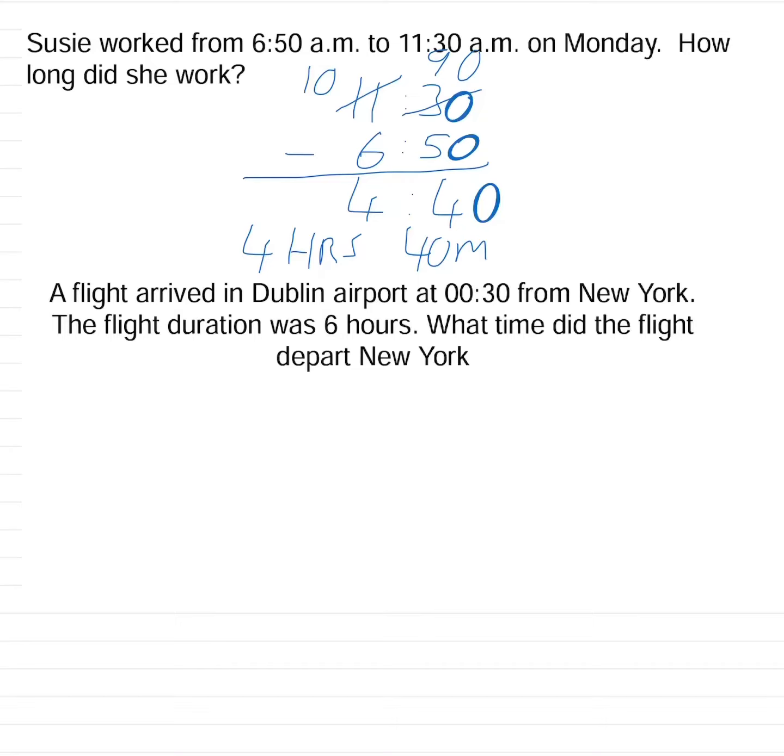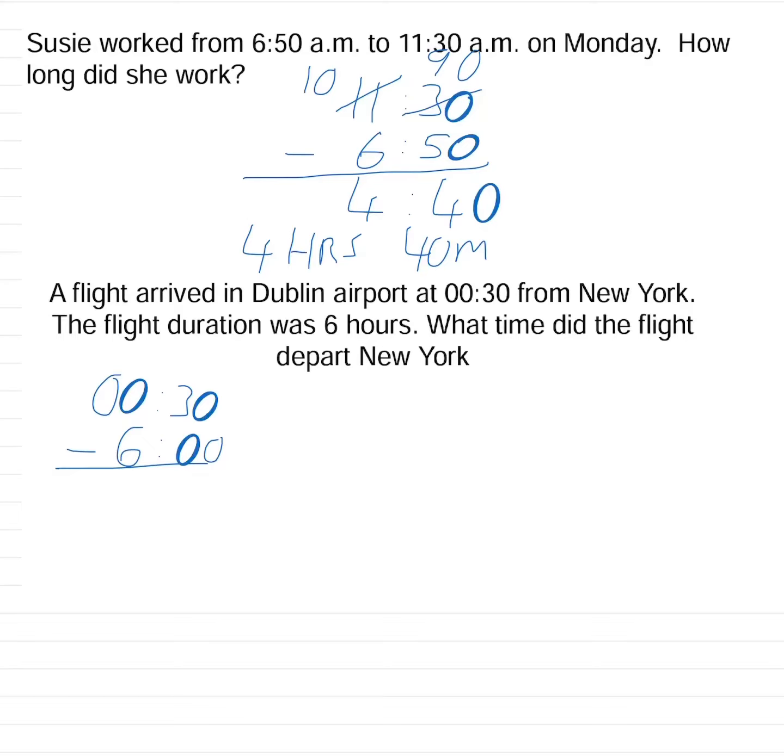The next one now, a flight arrived in Dublin Airport at 12:30, so 30 minutes past midnight from New York. The flight duration was 6 hours. What time did the flight depart New York? So for this one now, if you wrote it as 00, then 30, and then subtracting 6 from this, it doesn't really look right.